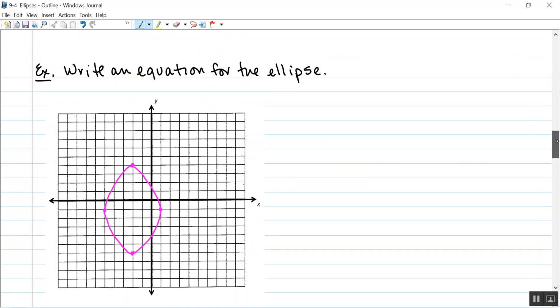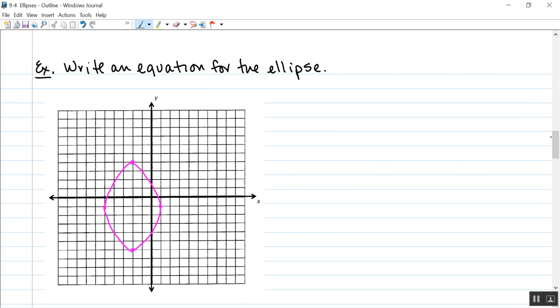Okay, now let's dive into a couple examples. For this one, we're given the graph of an ellipse, and we need to write its equation. So basically we need to know what h and k are, what the center is, and then what the values of a and b are. And we can get that just by looking at the graph here.